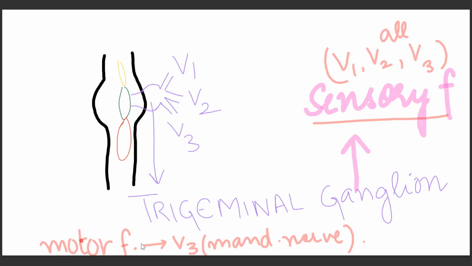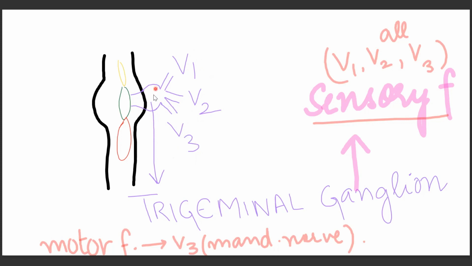So where do these motor fibers come from? What happens is, when the mandibular branch, the last branch, which is the third branch, exits from the foramen ovale, motor fibers connect with this mandibular nerve and come out. Not from this trigeminal ganglion. It is not related with the first branch, neither is it related with the second branch. It is only and only connected with the mandibular branch when it comes out of the foramen ovale.